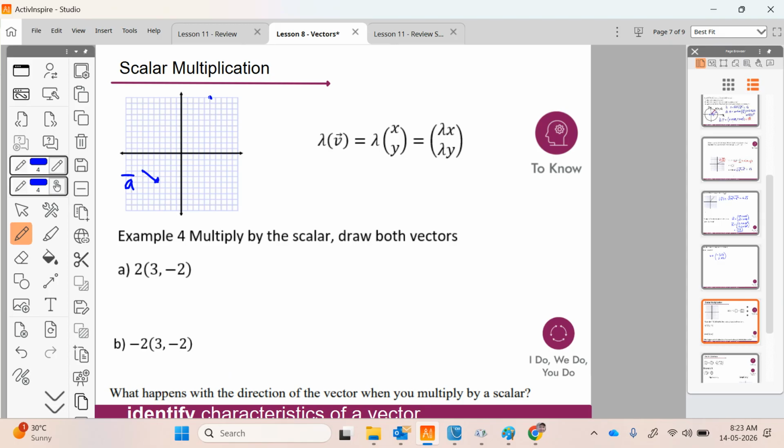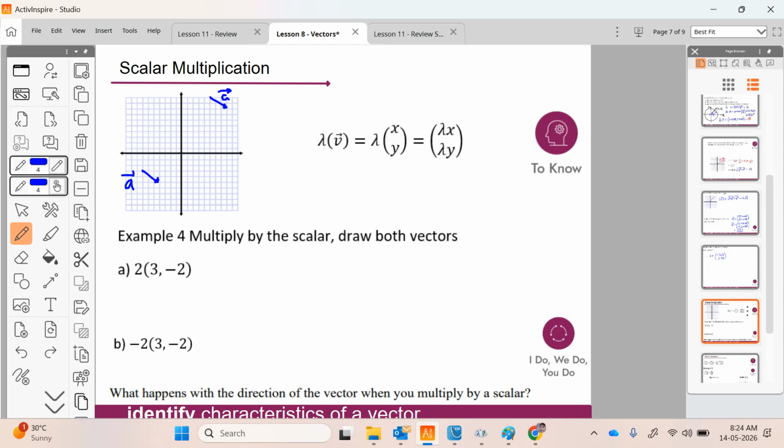Doesn't matter where in the coordinate axes I draw it. If I draw it here, this is also the vector A. It can be placed anywhere. It doesn't have a location. It's a movement from one location to another, but it doesn't have any particular point in space it has to be.